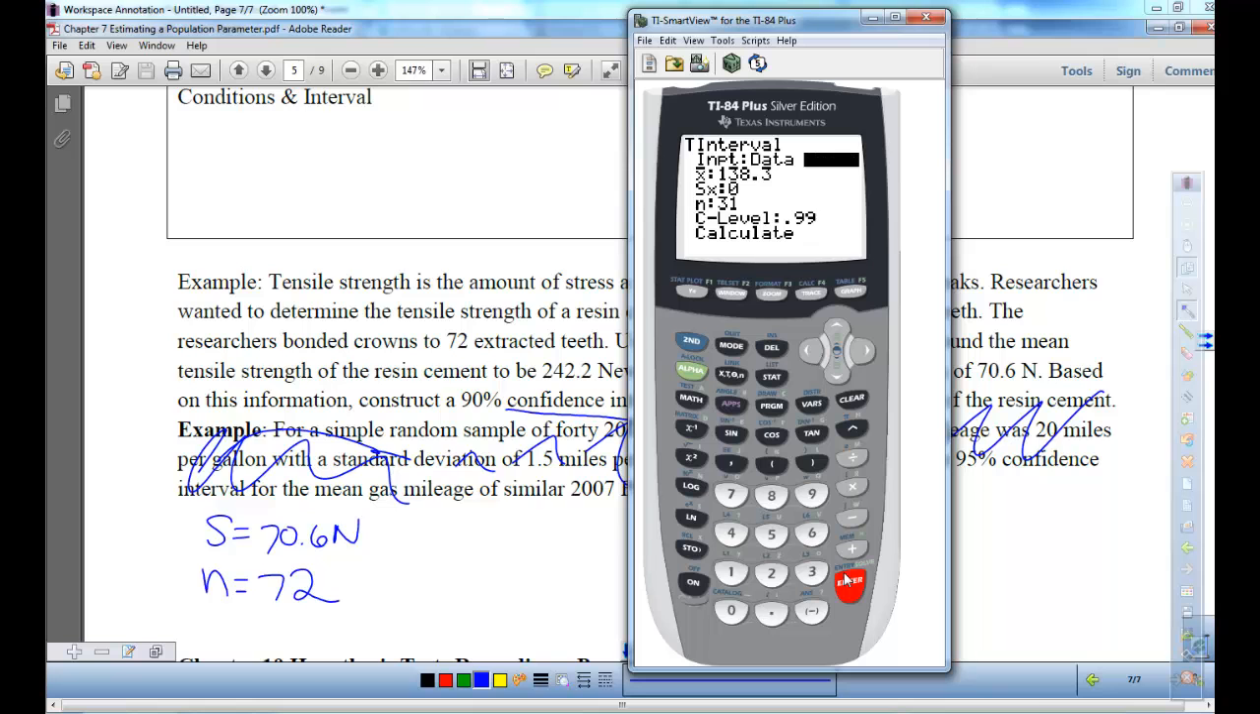The sample mean in this case was 242.2. And our sample standard deviation, notice here on T interval it says, hey, you need a sample standard deviation, not a population. So 70.6. My sample size, 72. My level of confidence was 0.9.